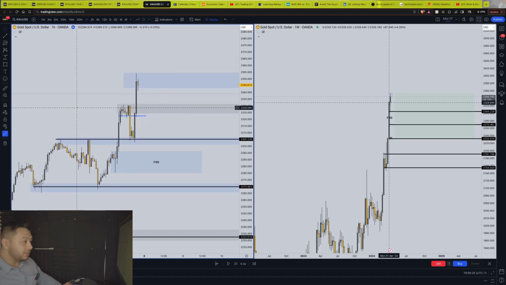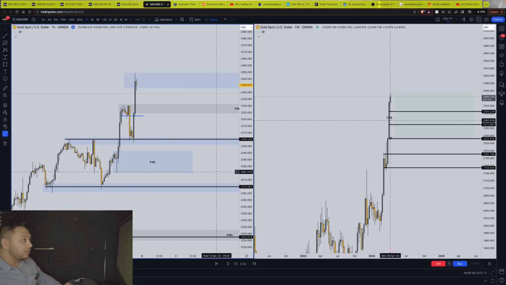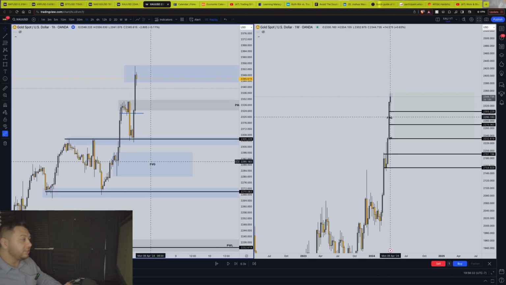And that's really what matters at the end of the day. Money in your pocket. Okay, so what I've just drawn here is called a fair value gap, this FVG.